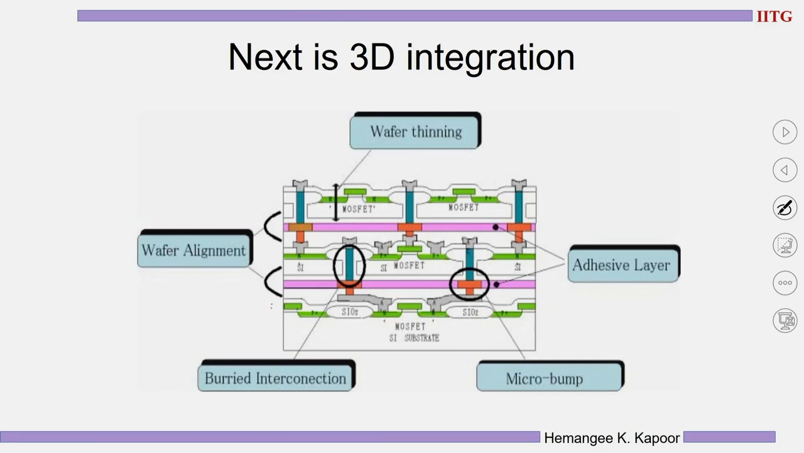So this is one IC, this is the second IC, and this is the third IC. With this pink layer, which is the adhesive layer, we can connect these ICs to each other. They will communicate through these through-silicon vias, which are the connectors, buried interconnects. So we have buried interconnects which will connect these two ICs.